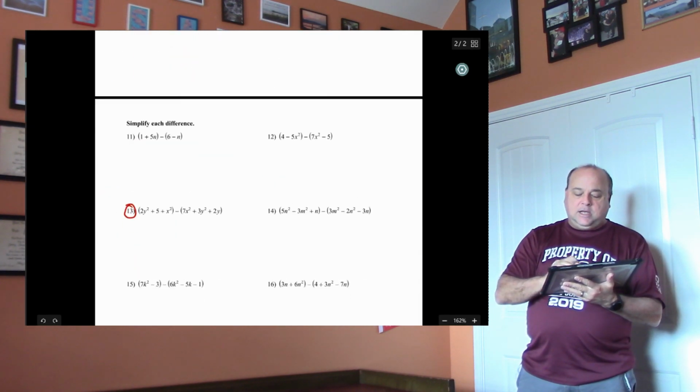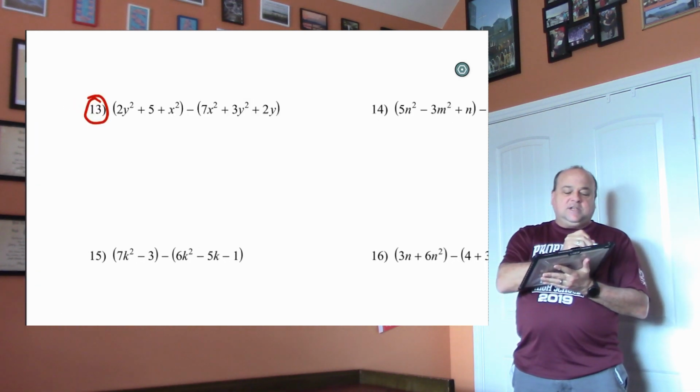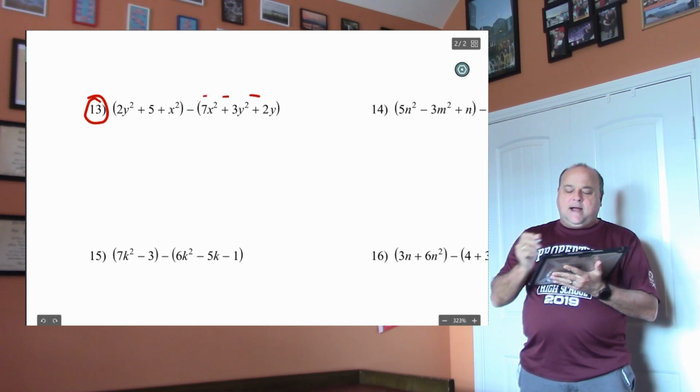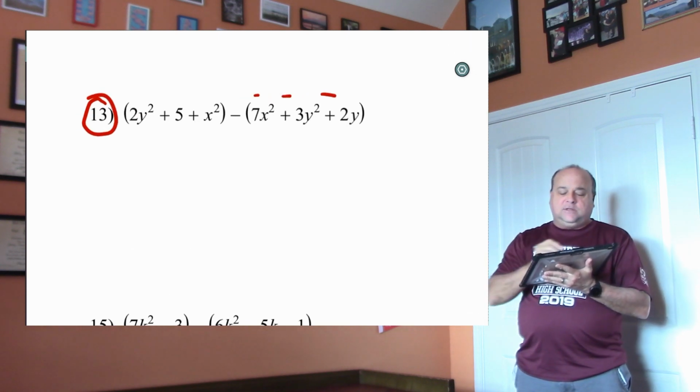Is that all on the first page? Let's go to number 13. Number 13, there's a negative in the middle, right? So that negative is going to get distributed. So you're going to distribute the minus to these 3 numbers. That will change the signs in the second parentheses.